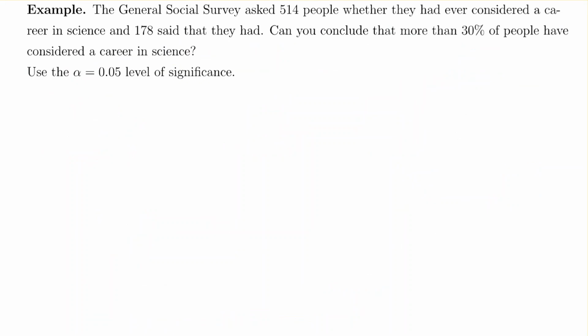So our next example says the General Social Survey asked 514 people whether they have ever considered a career in science, and of those surveyed, 178 said they had. From this, can you conclude that more than 30% of people have considered a career in science? Use the alpha equals 0.05 level of significance.